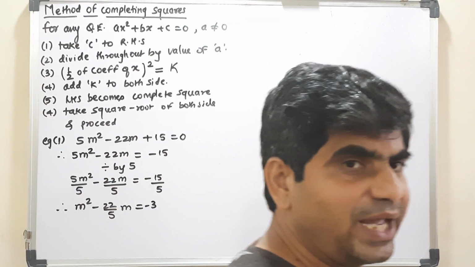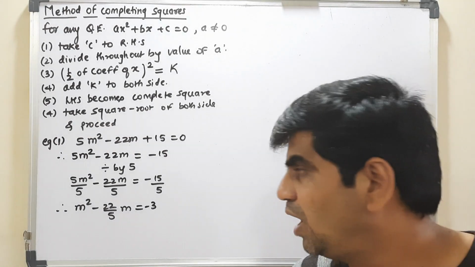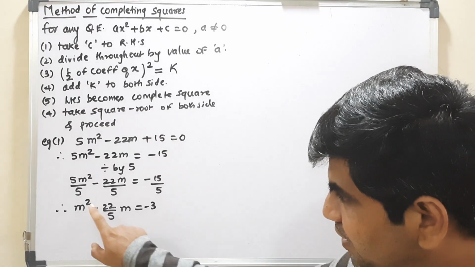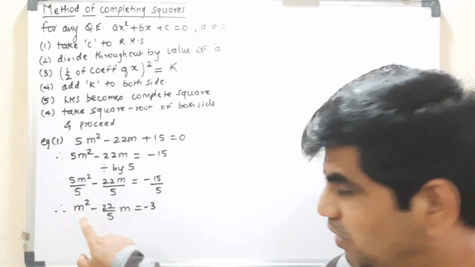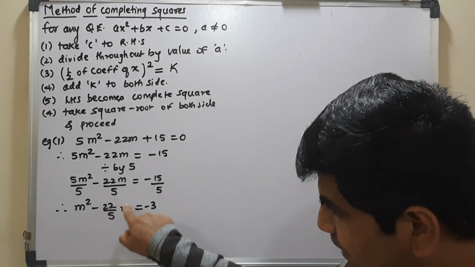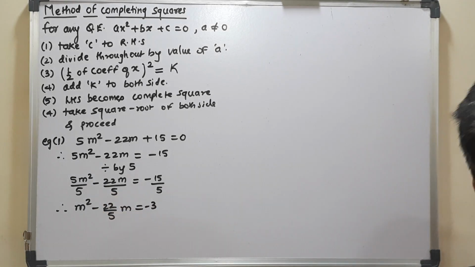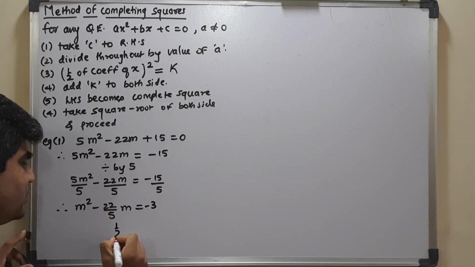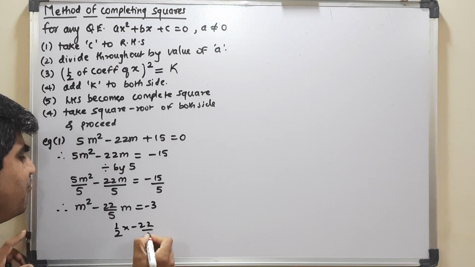Now what does step number 3 say? Half of the coefficient of x. Right? So what is your coefficient of x? This is your x square, so this is your x. So this is your coefficient of x, right? Minus 22 by 5. Make half of it. That is half of minus 22 by 5.